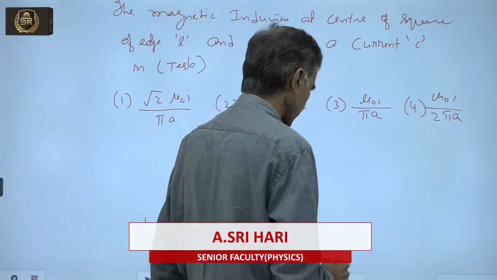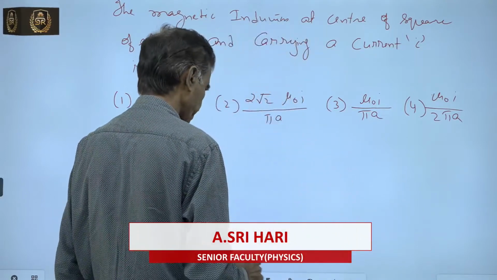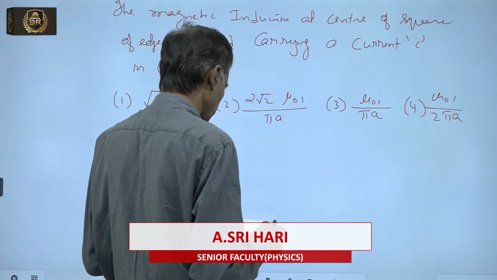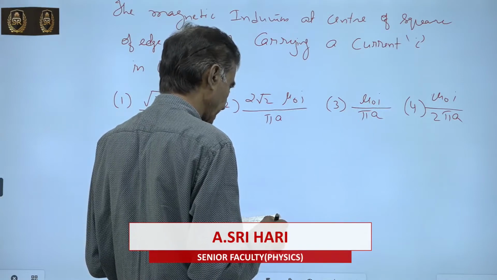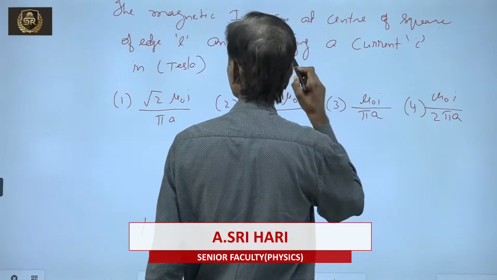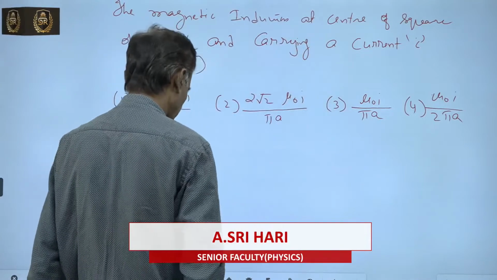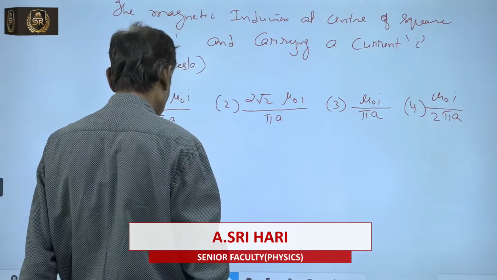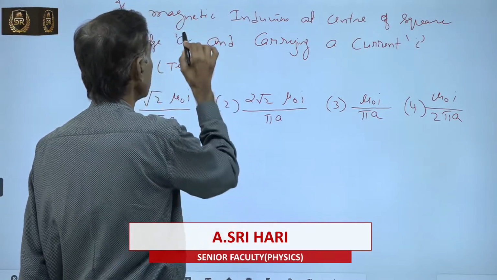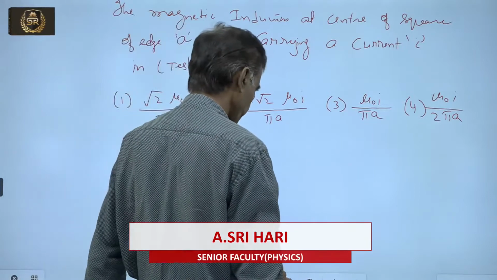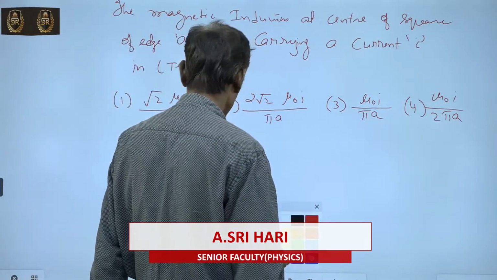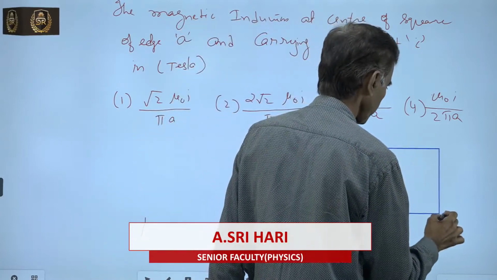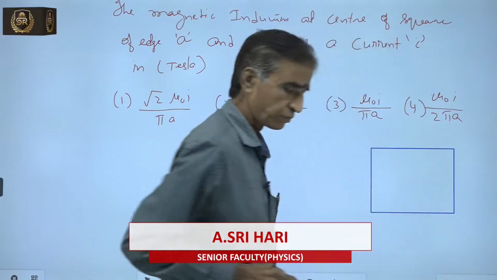So now let us take a square. What is this A here? This is given as side A, edge A, not L. Edge A we have to take. Now take one square. This is the square, right?